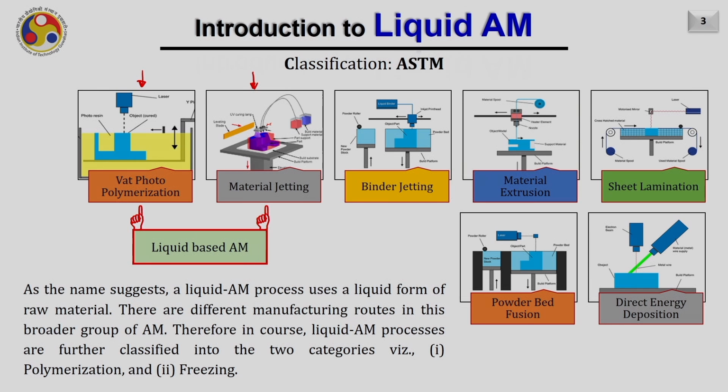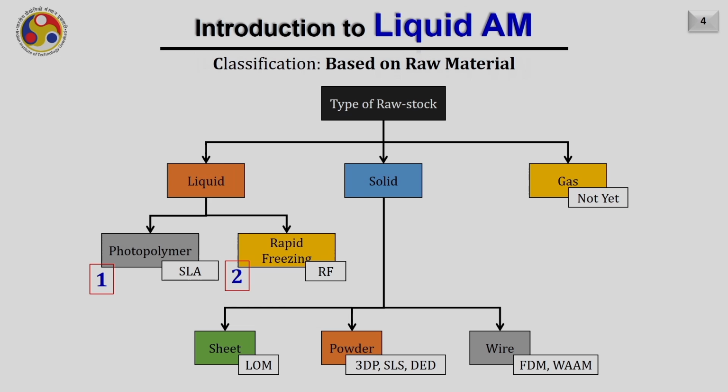There are different manufacturing routes in this broader classification of additive manufacturing. Therefore, in this course, liquid additive manufacturing processes are further classified into two categories. First, photopolymerization and second, rapid freezing. If we look into the classification given by us, which is based on the raw stock material, the additive manufacturing processes use liquid, solid or gas. If liquid is the raw material, this is going to be our focus. Now, the first one is photopolymer based process and another is rapid freezing based process.